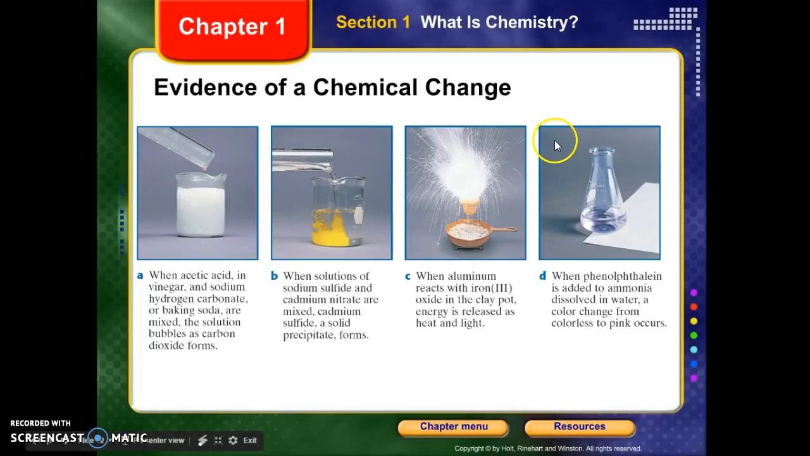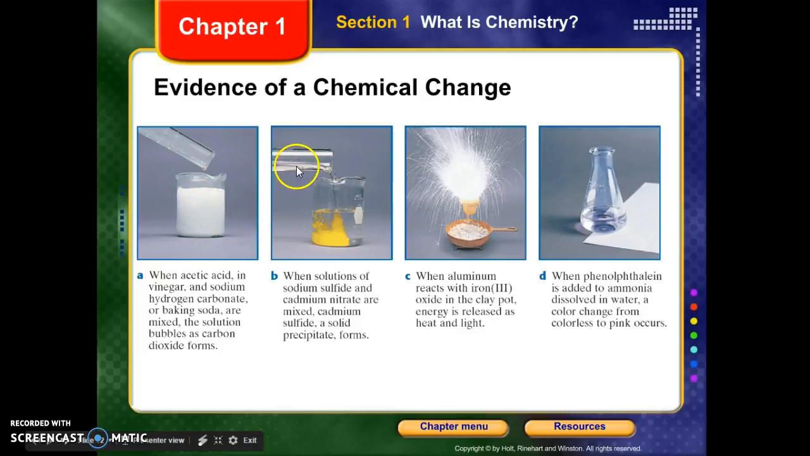So, how do we know if a chemical change has taken place? One way we can know is if it gives off a gas. If we put acetic acid or vinegar into sodium hydrogen carbonate, which you know as baking soda, there are bubbles given off. And that tells us that a chemical reaction has taken place and we're actually giving off a gas and forming some kind of another compound.